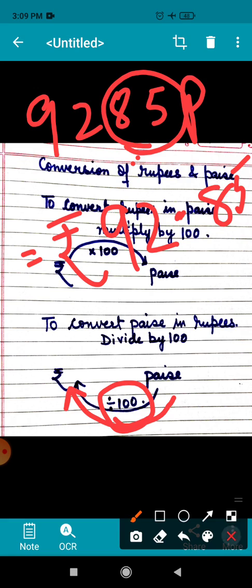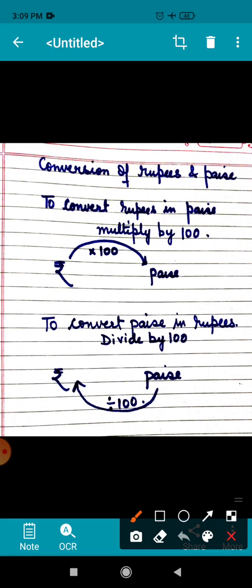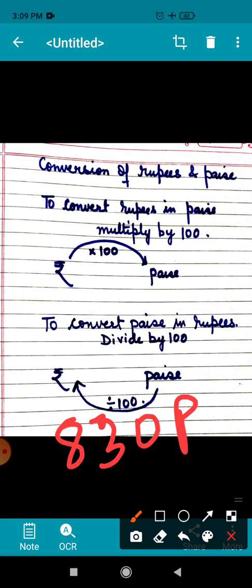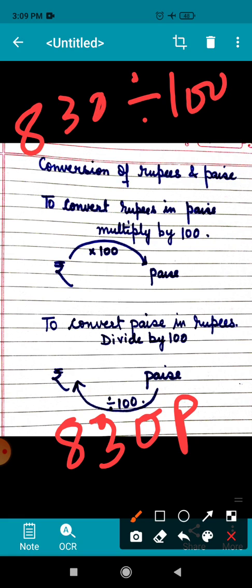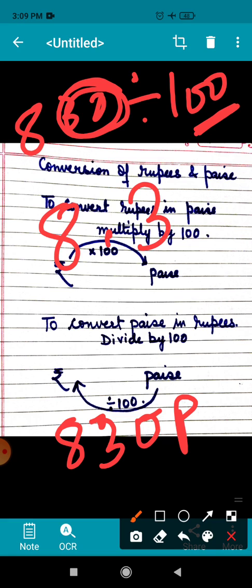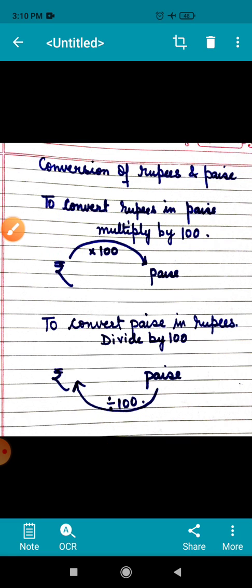Okay, suppose you have 830 paisa and you want to convert this into rupees, so what you will do? The step that you have to remember, divide by 100. Okay, and here 2 zeros are here, so you separate 2 digits and put a point. So the answer will be 8.30. So rupees 8 and 30 paisa. Children, hope you all have understood it.